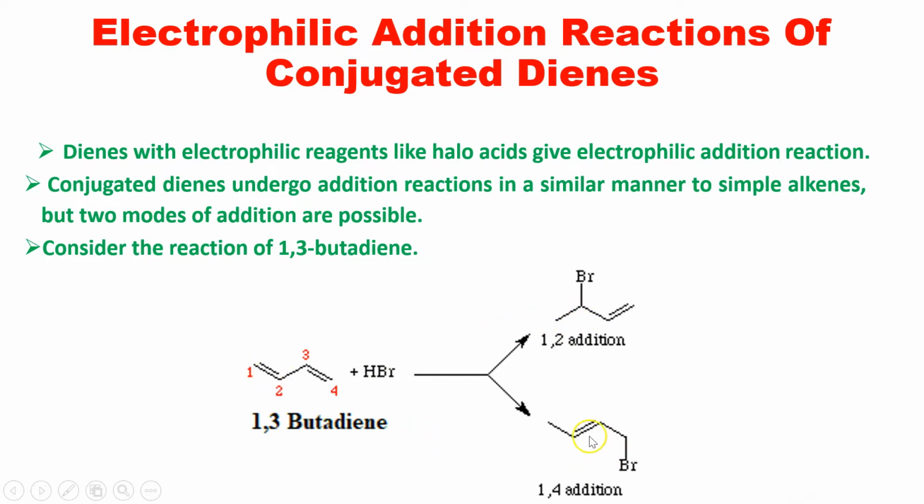And if we see the next structure, that is the 1,4 addition product. In case of the 1,4 addition product, the bromine is added at carbon number 4 and hydrogen is added at carbon number 1, and the double bond gets shifted between carbon number 2 and 3. So that is why it is said to be a 1,4 addition product. Now we'll see the mechanism of why this 1,2 addition product is forming and the 1,4 addition is forming. There are some reasons behind it.